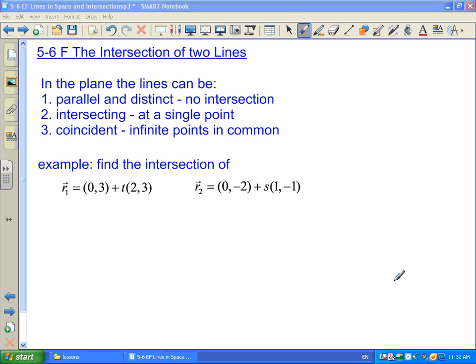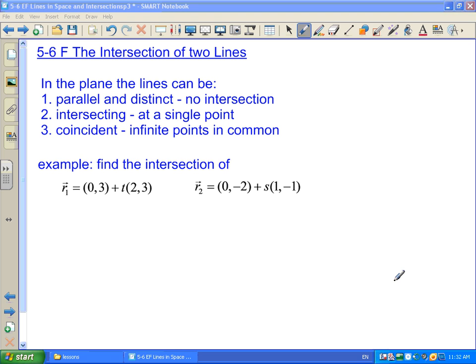So if you think back to grade 10, you'll remember that when you were dealing with lines that were both lying in a single plane, which is what we're going to look at first, we had three possibilities for the intersection. The lines could be parallel and distinct, which meant that there was no intersection. The lines could intersect each other at a single point, where you had a unique x value and a y value that told you your point of intersection. Or the two lines could be coincident, which meant they were essentially the same line and you had an infinite number of points that were in common between the two lines.